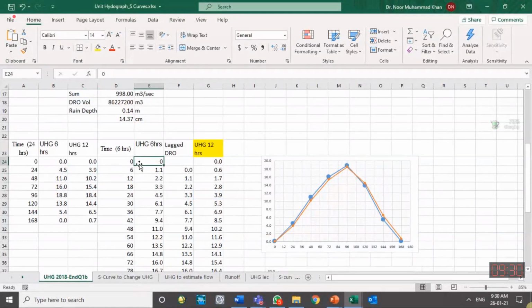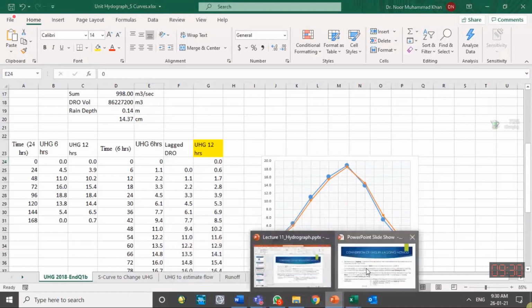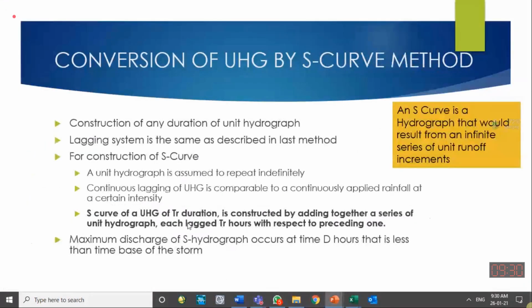Simple method. You have to give a lag to the unit hydrograph, add the unit hydrographs, divide it by the number of units. Hopefully you have done it and have no questions. Hopefully no questions, but if you have, you are welcome. Second method, which is a stronger method, can be used to convert a unit hydrograph of a certain duration into a unit hydrograph of any duration. It need not be a whole multiple of the first duration.